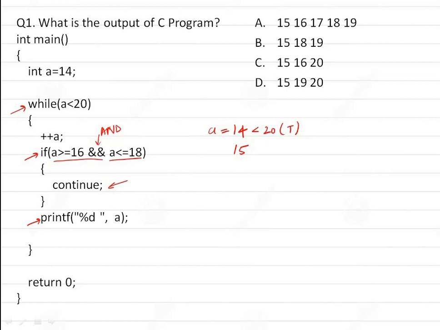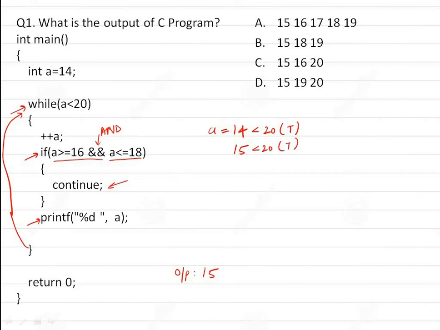So let me write the output here. In the output we will get the value of a, that is 15, the current value of a. Okay, so this completes the first iteration of the loop. We will again go back to the while condition, and check whether 15 is less than 20.